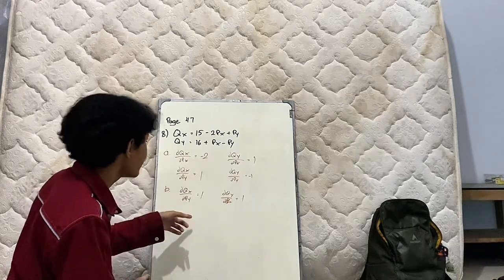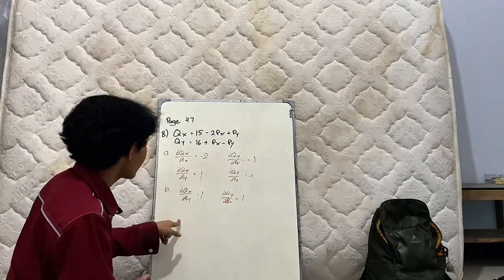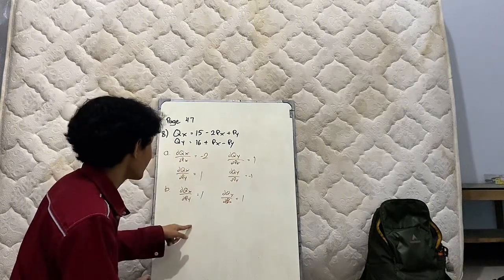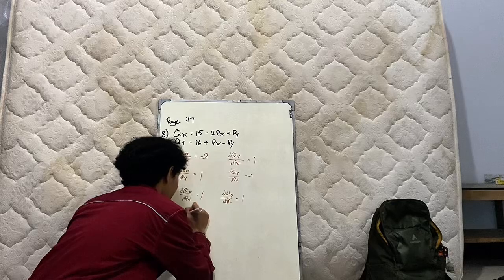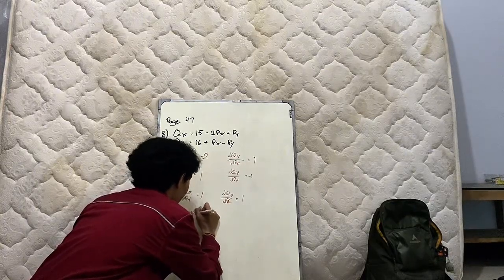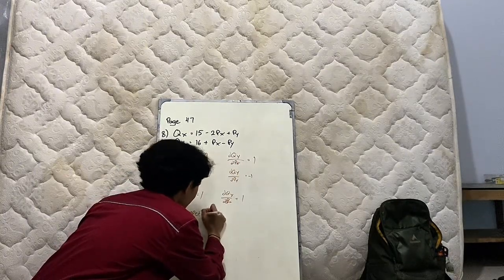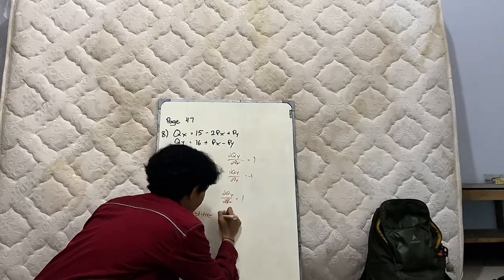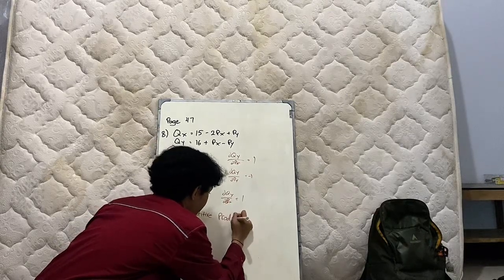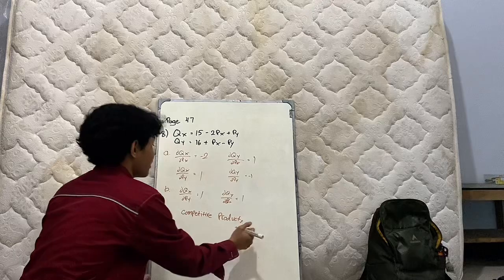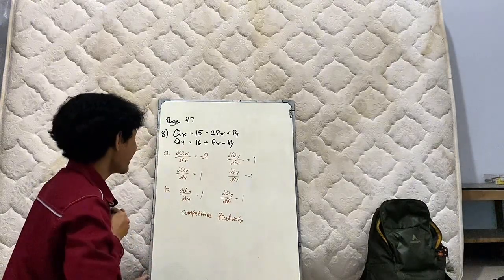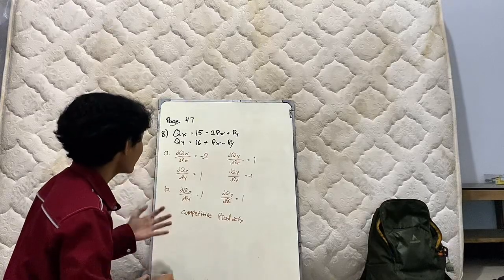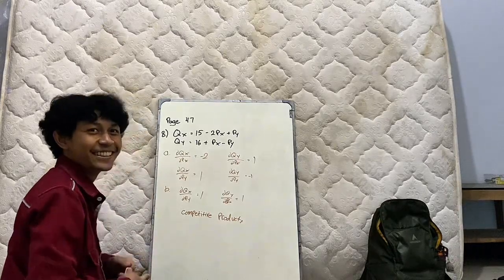So they are substitutes or competitors. In other words, they are competitive products. So this is my explanation. Thank you.